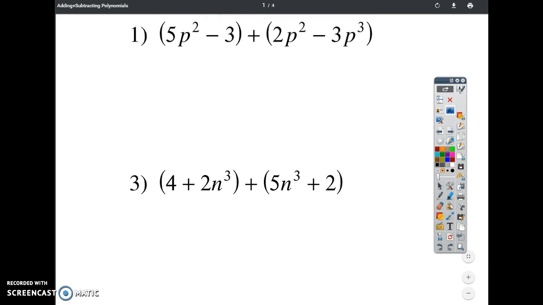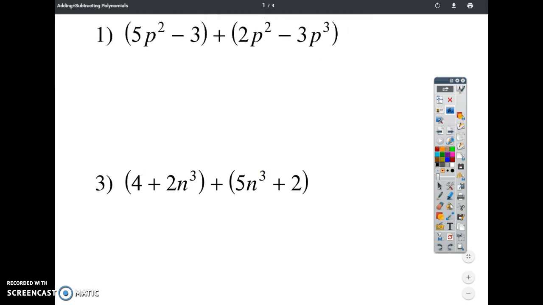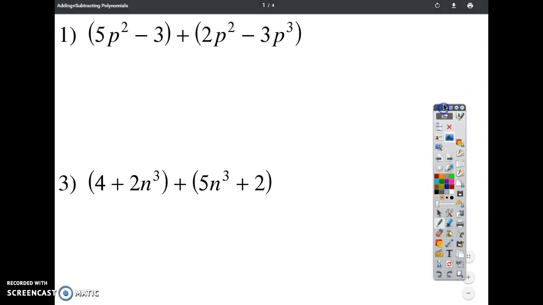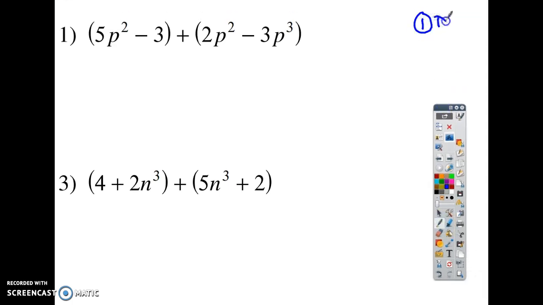So the steps that we're going to do here, I need you to write them down, is first to distribute. So we're going to distribute first. Is there anything to distribute in problem number 1? No. There's an invisible 1 here, and there's an invisible plus 1 here. If you distribute, you get the same thing back.